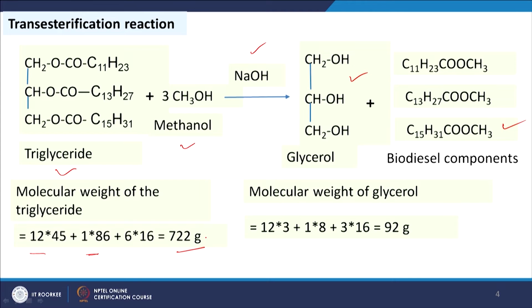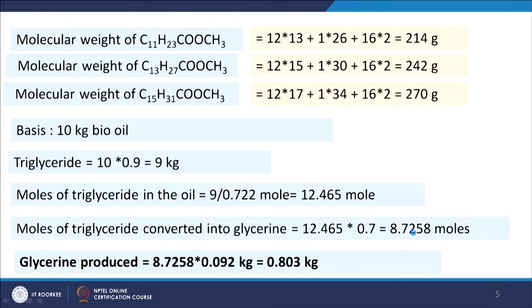Then the molecular weight of glycerol is equal to 92. So, 3 carbon into 12, 8 hydrogen into 1 plus 3 oxygen into 16. So, it is becoming 92 gram. Similarly, we can get the molecular weight of the methyl ester of lauric acid, the methyl ester of myristic acid and the methyl ester of palmitic acid.